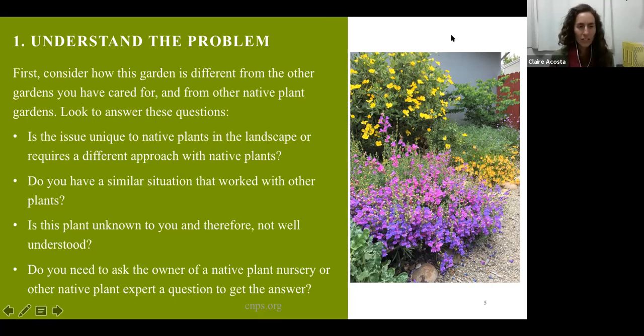The next question is, do you have a similar situation that's worked with other plants? I think this is just natural problem solving for folks in the field: if you've tended any garden that's had this pest, what did you do then? Did it work? Do you think that could work in this situation? The next question is, is this plant unknown to you? Maybe you just don't know it very well and need to do more research.